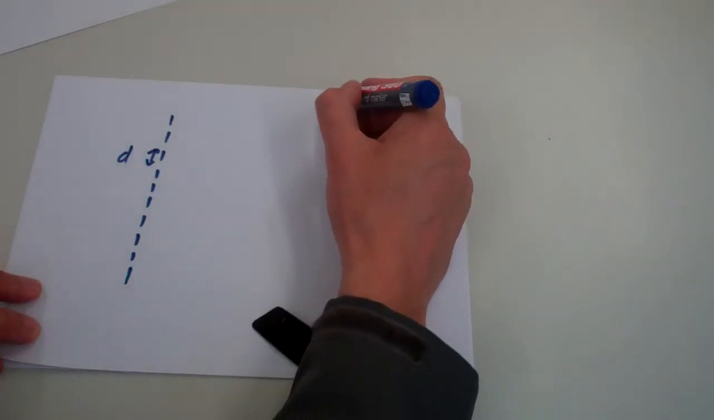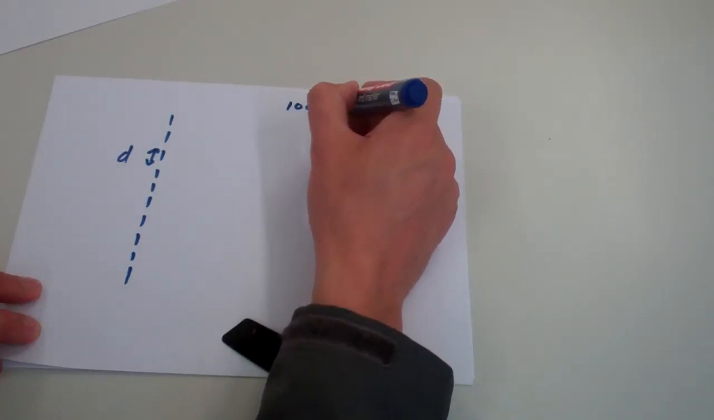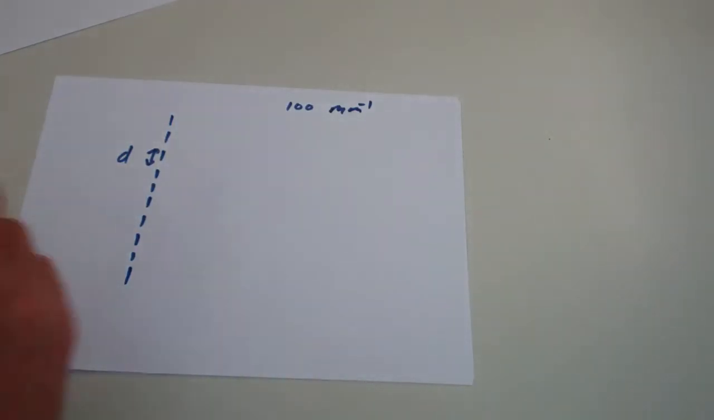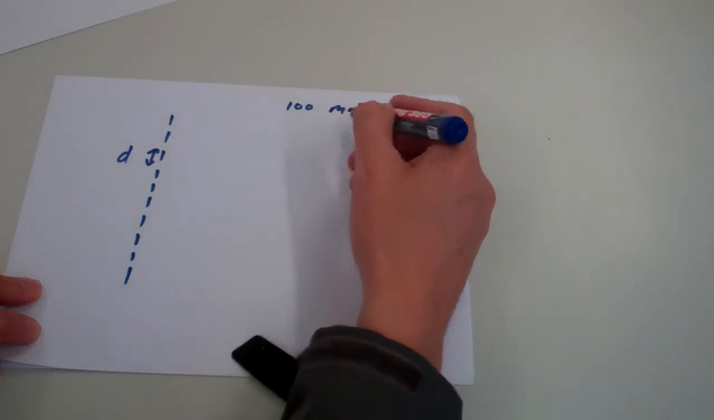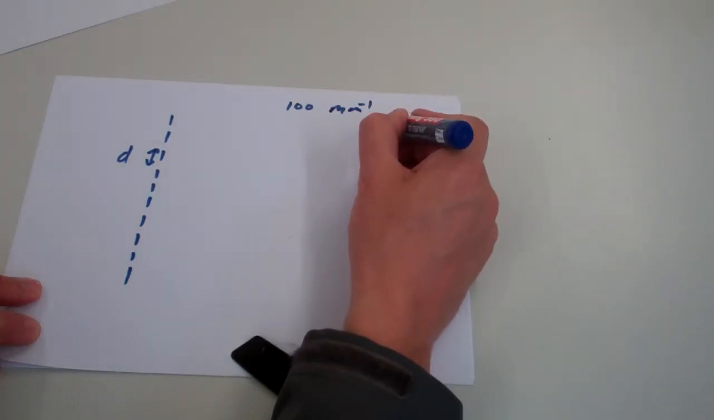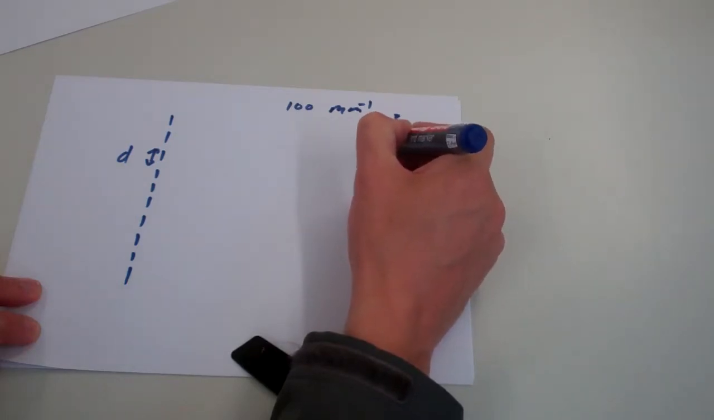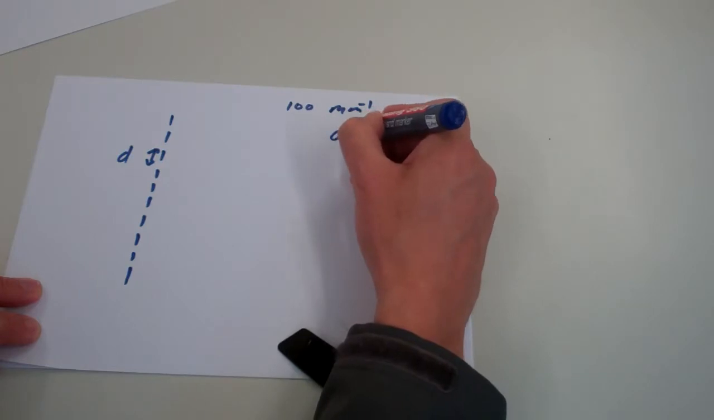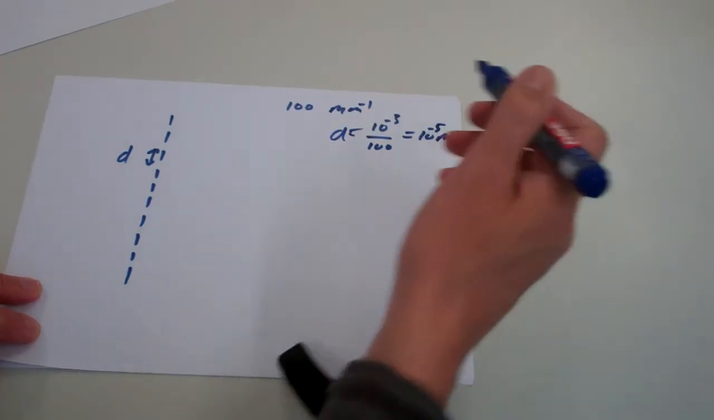What they tell you is that maybe it's got 100 lines per millimetre, and you have to translate from that to find out what d is. So let's just work through that as an example. If 1 millimetre, which is 10 to the minus 3 metres, is divided up into 100 parts, then each part is just 10 to the minus 5 metres.